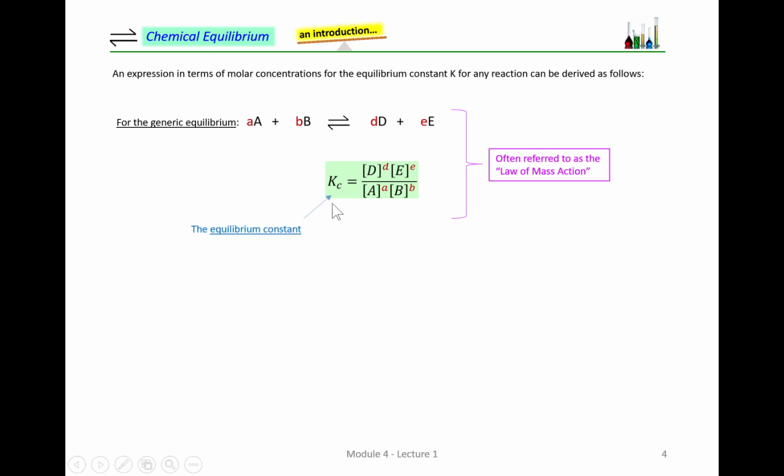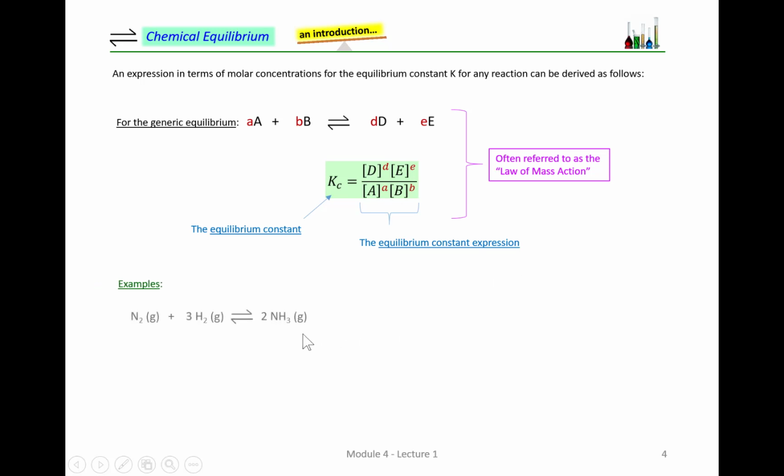Kc, of course, is the equilibrium constant, and the ratio of the concentrations, all raised to the appropriate powers, is typically called the equilibrium constant expression. And I will use these two terms going forward. So when I say equilibrium constant, I mean the numerical value of the equilibrium constant. The equilibrium constant expression will be the ratio of concentrations written in the appropriate way.